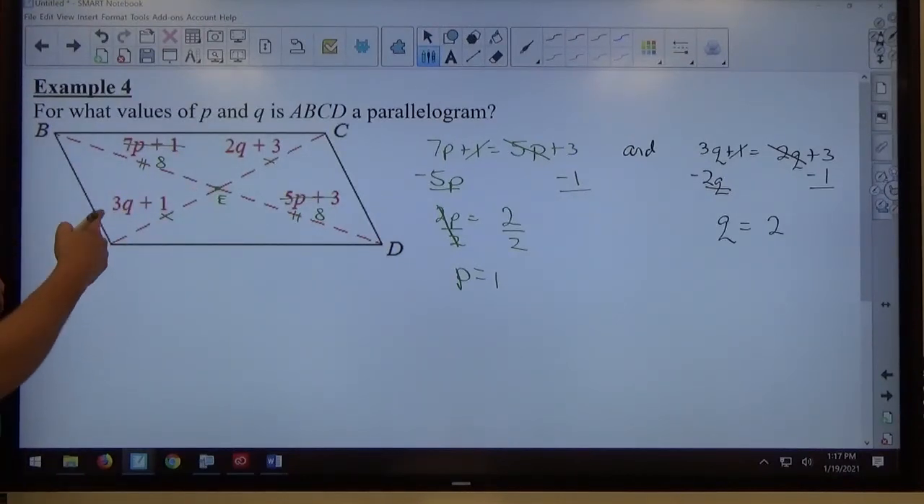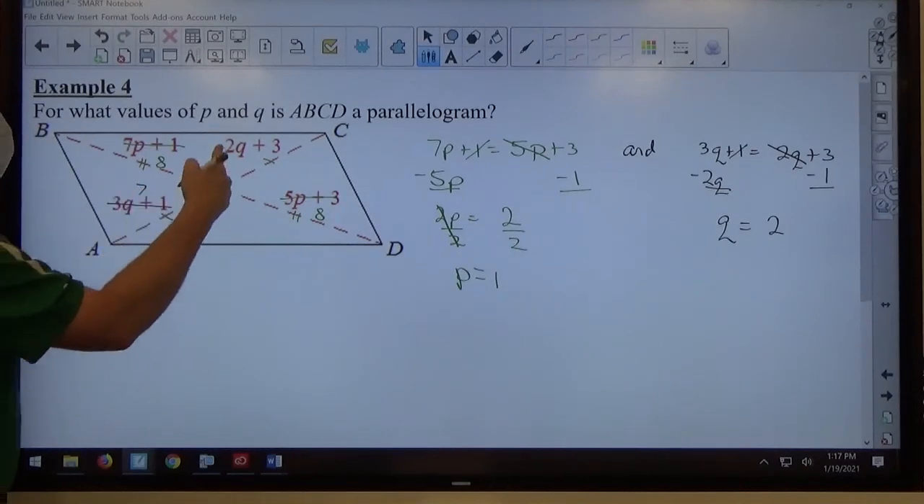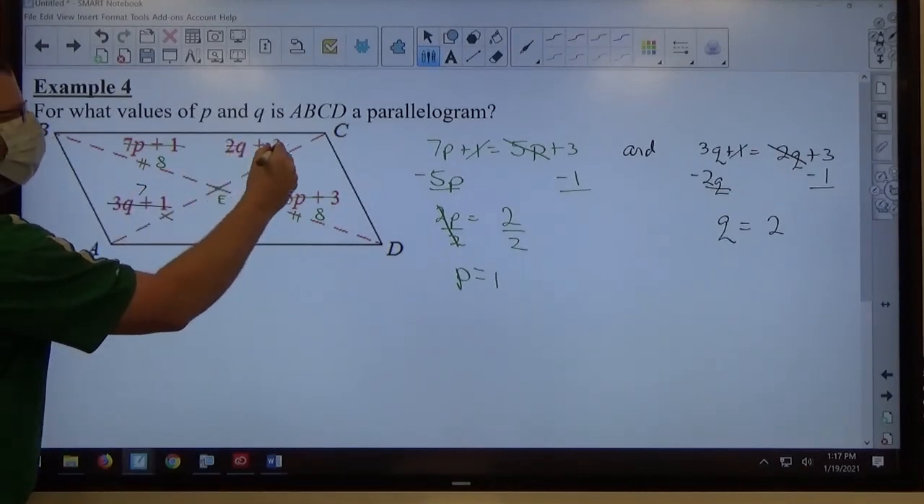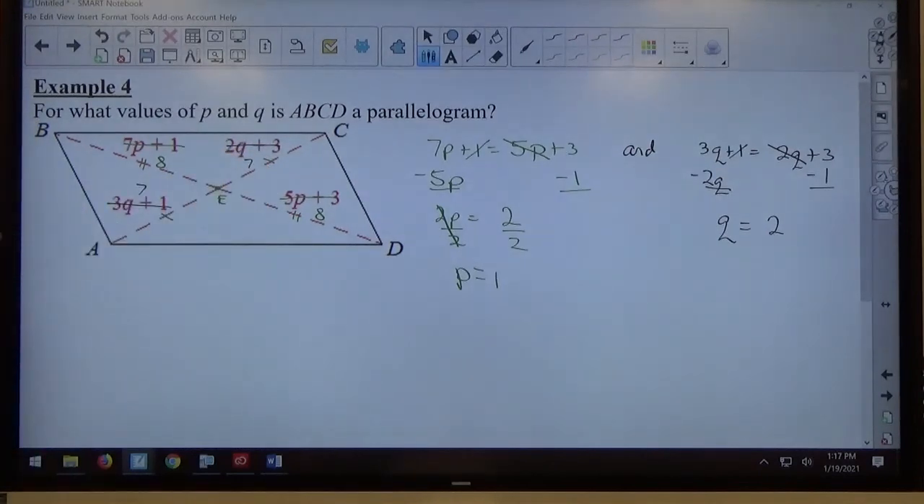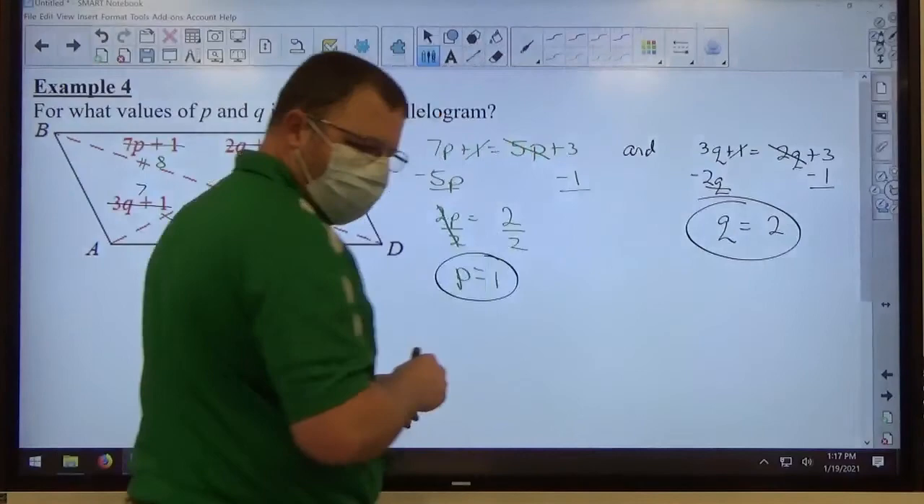If we verify over here, 3 times 2 is 6, 6 plus 1 is 7. 2 times 2 is 4, 4 plus 3 is 7. So we can see those are also equal. That's what's supposed to happen. So what values of P and Q make it a parallelogram? P equals 1 and Q equals 2 would make that into a parallelogram.